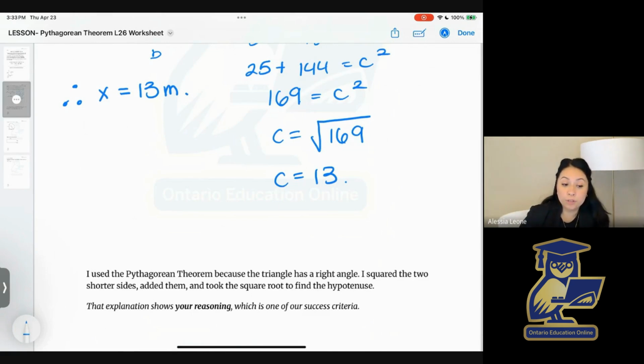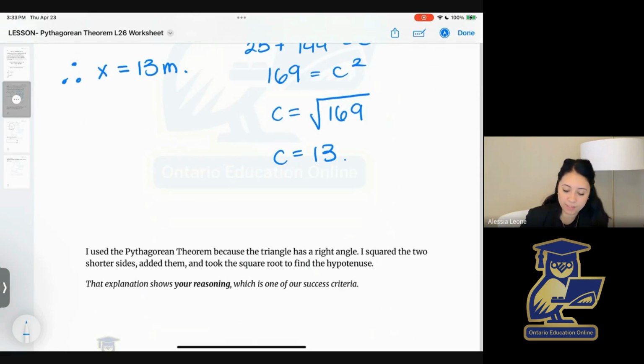Using our words, you can write out, I used the Pythagorean theorem because the triangle has a right angle. I squared the two shorter sides, added them, and took the square root to find the hypotenuse. That sentence is explaining in words what we did with our numbers.